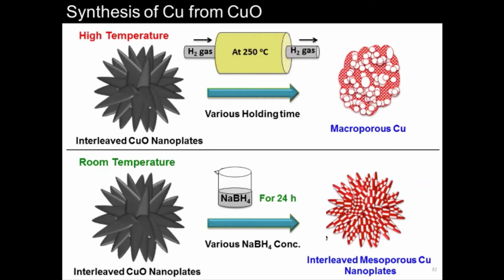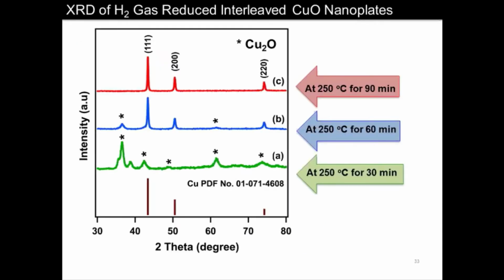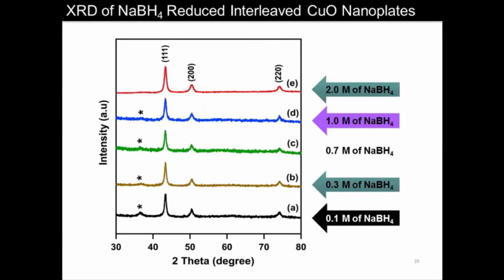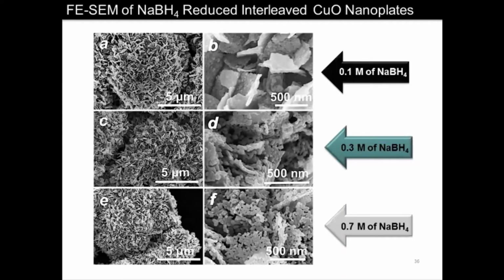When the interleaved copper oxide nanoplates are added to sodium NaBH4 for 24 hours, you also end up with interleaved mesoporous copper nanoplates. So depending upon the type of reaction you use, you end up with microporous or mesoporous copper nanoplatelets. And once again, the related XRD studies for various reaction times and temperatures, and the morphology by FESEM for hydrogen gas reduced interleaved copper oxide nanoplates, because by passing hydrogen gas, reduction of the copper oxide takes place. And for various concentrations of sodium BH4 reduction of interleaved copper oxide nanoplatelets. Then comes the morphology for various mole percentages of NaBH4.